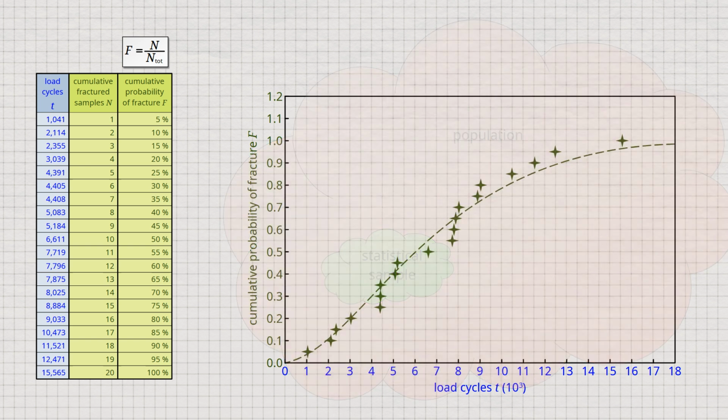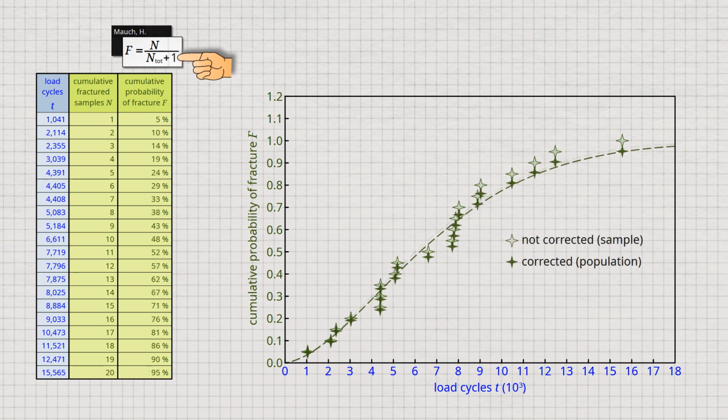Since the fatigue test does not test the entire population of all possible specimens, but only a more or less representative statistical sample, the failure frequency is systematically too high because there is always some probability that an untested specimen will survive more load cycles than tested with the statistical sample. For this reason, the total number of specimens is often corrected by the value 1 when calculating the failure frequency or failure probability. This corrects the failure probability for all samples to lower values. In particular, the failure probability for the last specimen is no longer 100%, but is reduced to 95%.